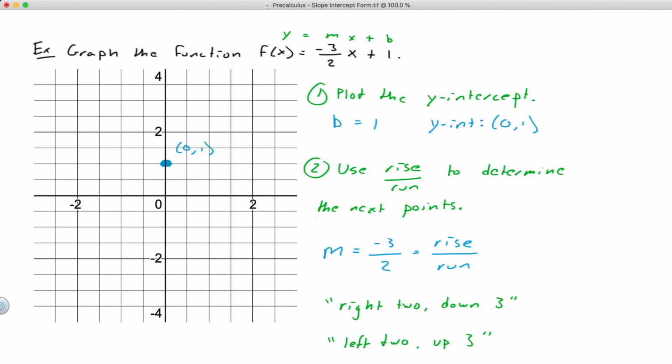And so we'll walk over right 2, so that's 1, 2, and then down 3. And so that's 1, 2, 3. And we can plot our next point here.